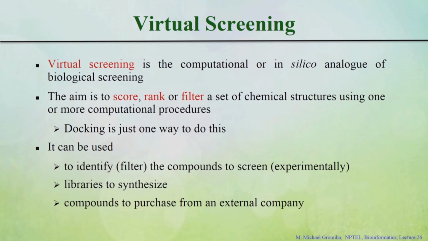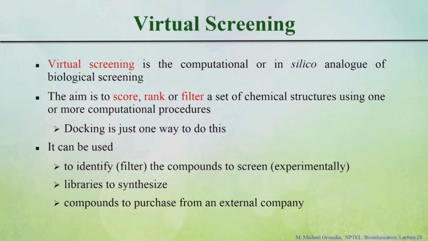What is the aim of virtual screening? We have the proteins and the ligands, and this will give a score and rank these ligands, and also filter a set of structures, whether each can fit or not with any particular conformation in the protein site. You can use docking to do this. In this case you can filter the compounds, get some libraries to synthesize, and also suggest compounds to purchase for the experiments.